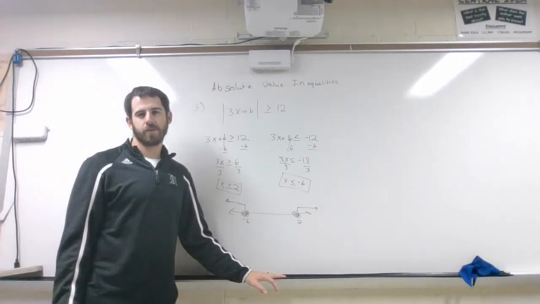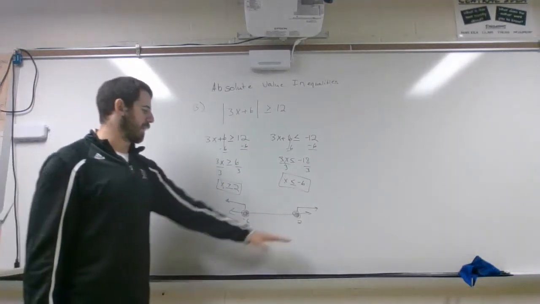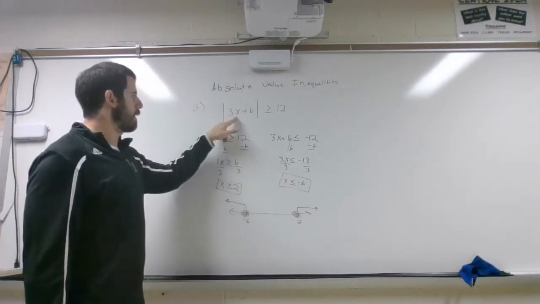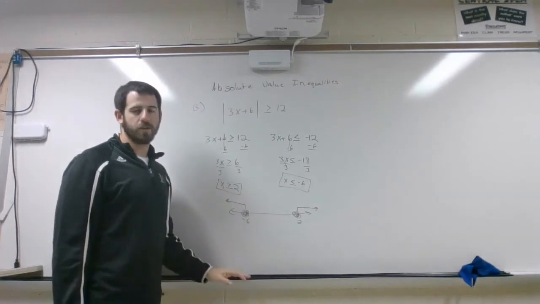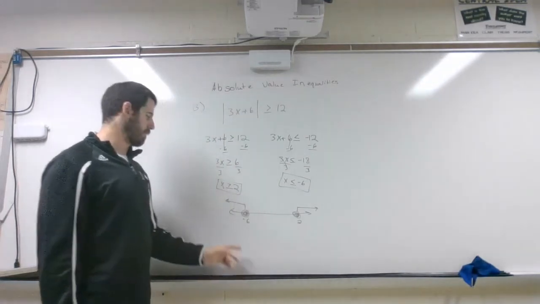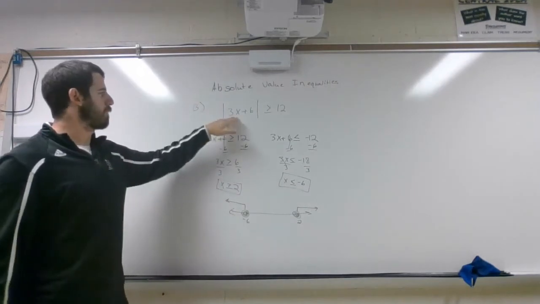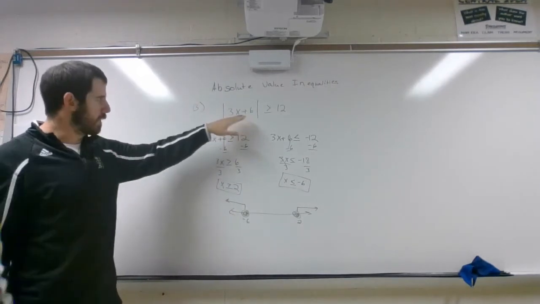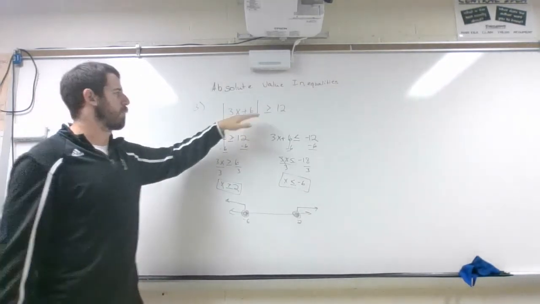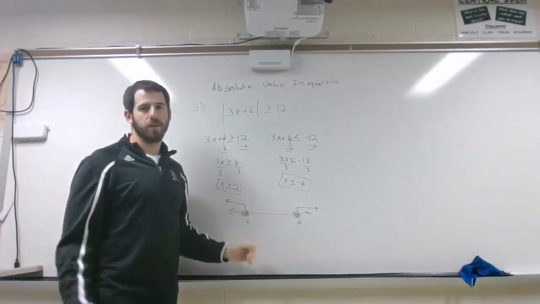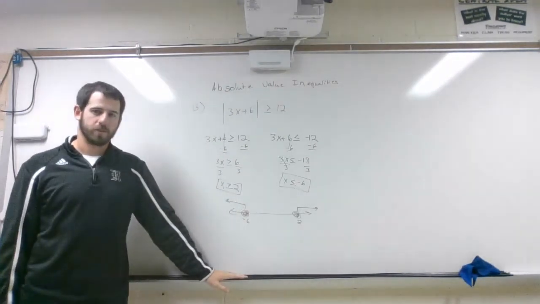And that's perfectly fine, because if I took a number, let's say I took 3, and I plugged it in, well, if I plug in 3 here, I get 9 plus 6, that's 15. 15 is greater than or equal to 12. So that one works. If I took something here, like let's say negative 10, I'll have negative 30 plus 6, so I get negative 24. Well, the absolute value of negative 24 is 24, so 24 is greater than 12. That's true as well. That's the basis of doing it.